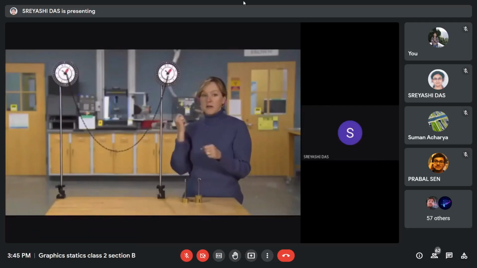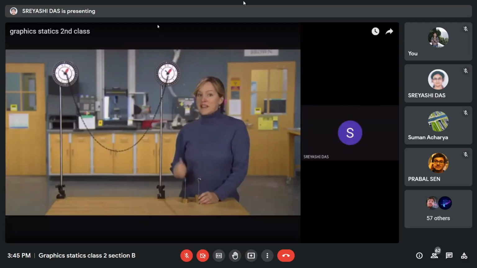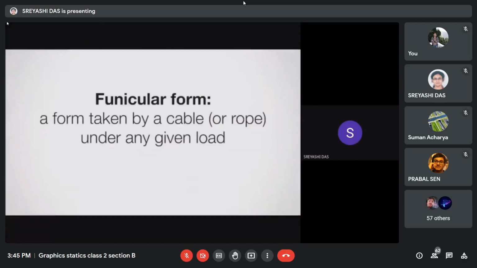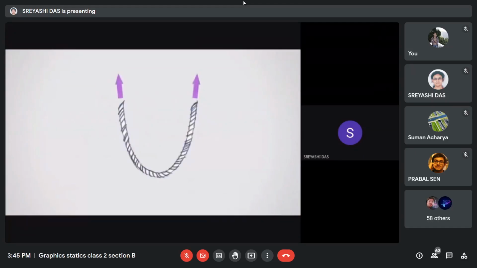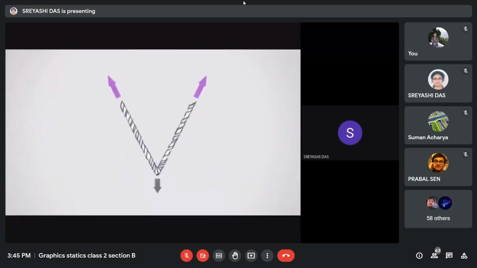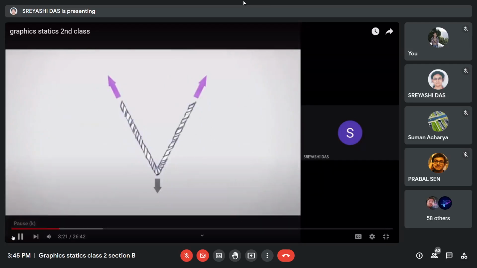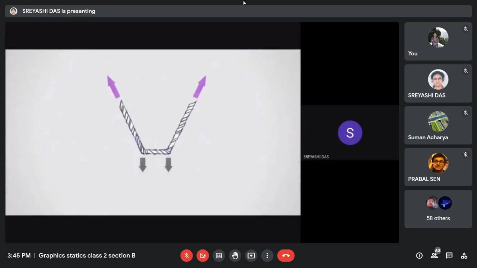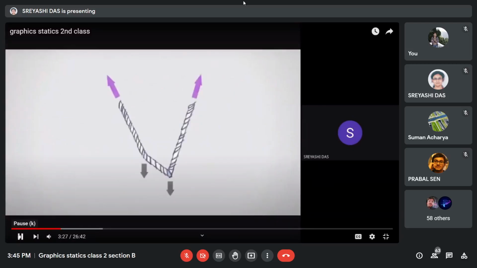So cables and ropes, we can't push on them, we can only pull on them, and that gives us our funicular form. So what is a funicular form again? It's the form taken by a cable or a rope under any given load. A cable with no load, like this one, is a catenary, but it's also the funicular form for no loads. The V shape with the load in the middle that we had is the funicular form for a single load, and any different loading condition you put on there will give you a funicular form.